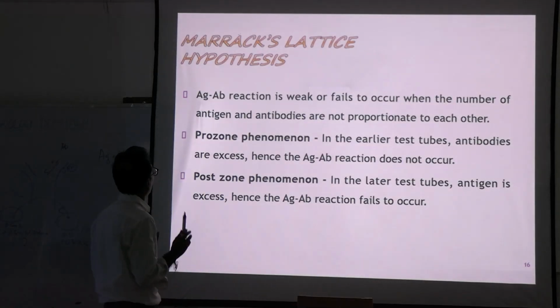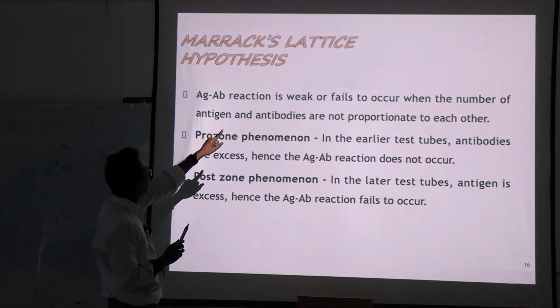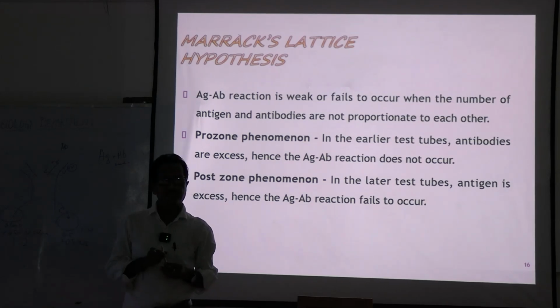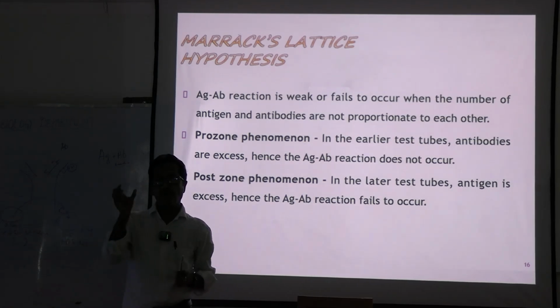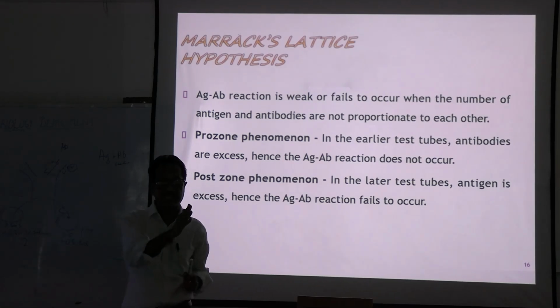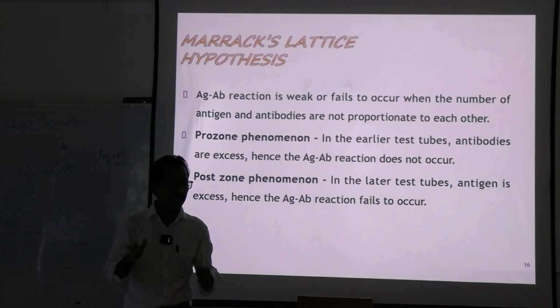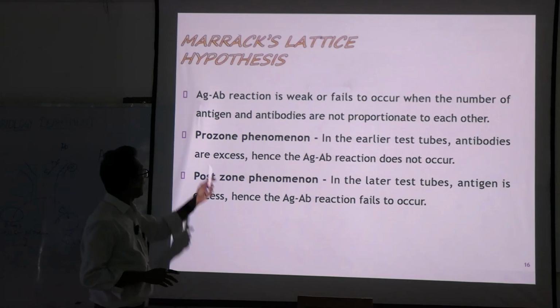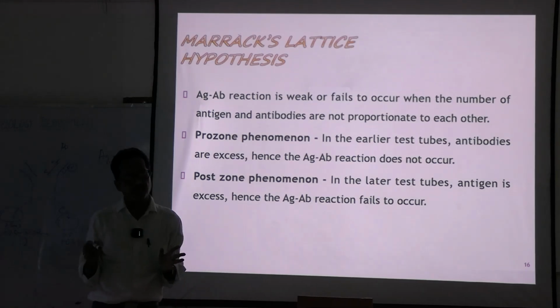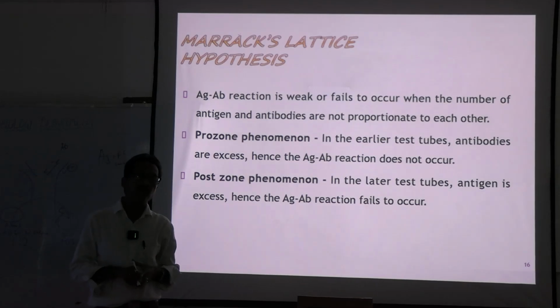Antigen-antibody reaction may be weak, and you should remember this term, Marrack's lattice hypothesis. What is the main principle of Marrack's lattice hypothesis? It should be in the zone of equivalence. An equivalent number of antigen and antibody, or epitope and paratope, must be there. If anything is in excess, either antigen excess or antibody excess, the reaction will not take place or will be weak. So Marrack's lattice hypothesis is based on equivalence. If the number of antigen or antibody is not proportionate or equivalent, there will be a weak reaction.